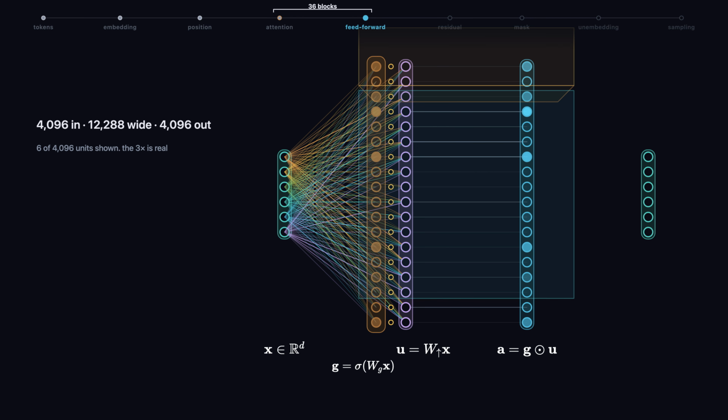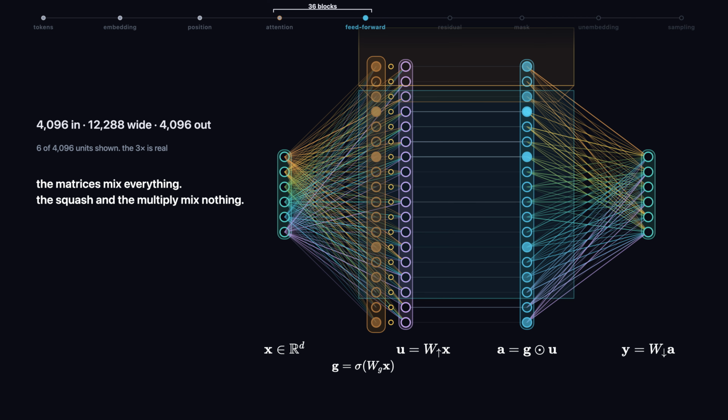And the squash in the middle mixes nothing. Each number is squashed on its own. No unit ever sees another one. Every bit of mixing in this box is in the matrices. Then the third matrix brings 12,000 back down to 4,096. That is the whole thing. 2 matrices up, a squash, and a multiply between them, 1 matrix down.